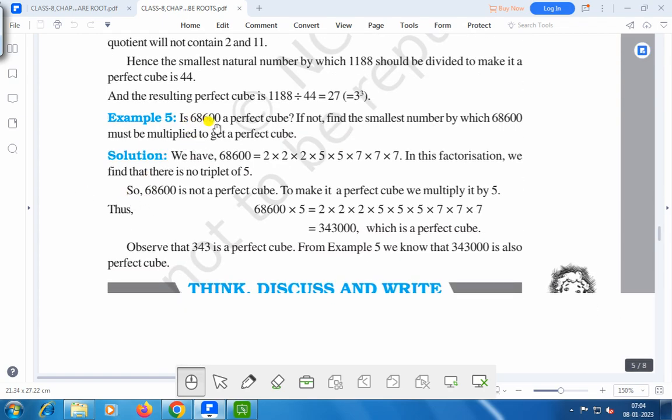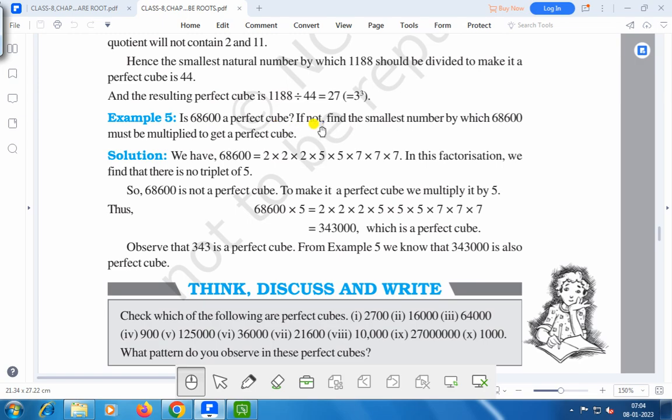Is 68600 a perfect cube? If not, find the smallest number by which 68600 must be multiplied to get a perfect cube. We have 68600 as 2 into 2 into 2 into 5 into 5 into 7 into 7 into 7. In this factorization, we find that there is no triplet of 5. So 68600 is not a perfect cube. To make it a perfect cube, we multiply it by 5. That is 2 into 2 into 2, 5 into 5 into 5, and 7 into 7 into 7. That is 343000, which is a perfect cube.